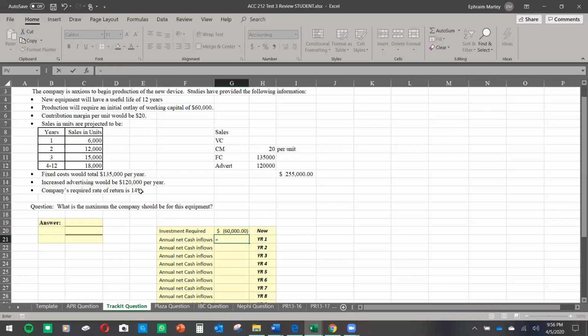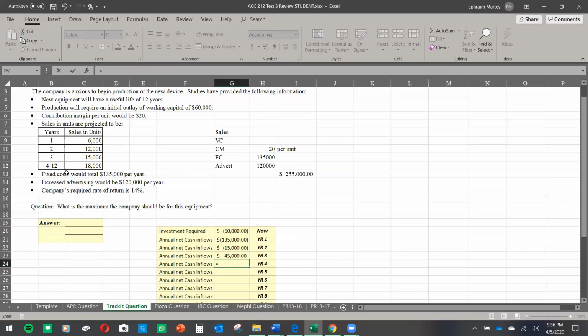For the first year, we have the $20 contribution margin multiplied by 6,000 units produced, minus our total cost of 255,000. That is our annual net cash flow for the first year. For the second year, we have $20 multiplied by 12,000 units minus 255,000. For the third year, $20 multiplied by 15,000 minus 255,000. That's the annual net cash flow.